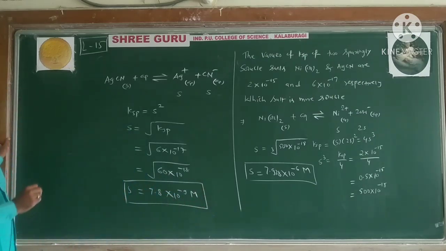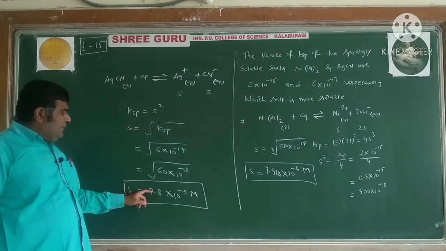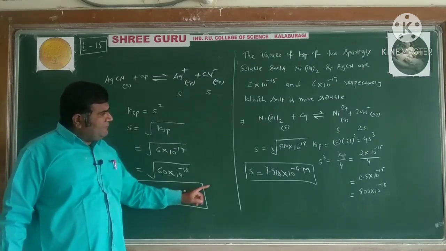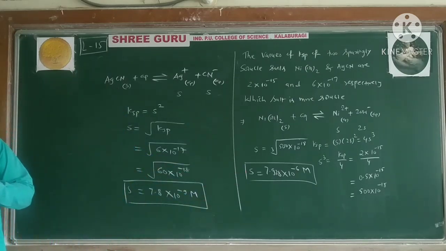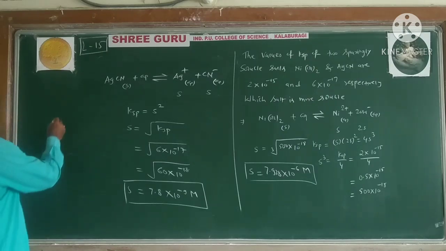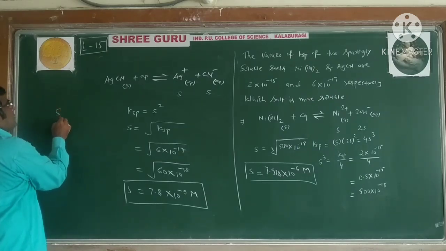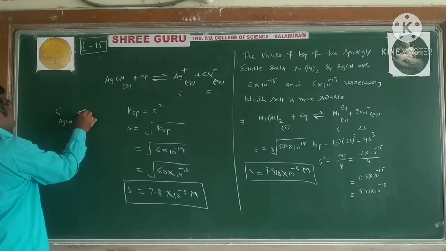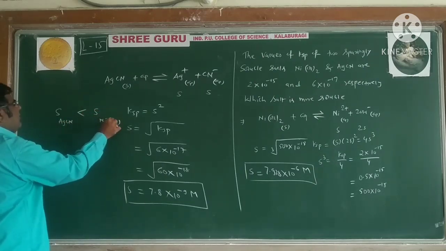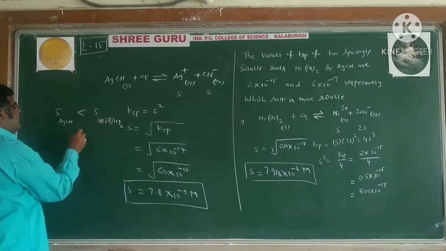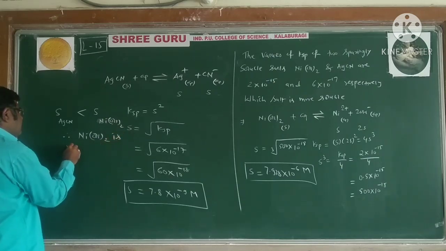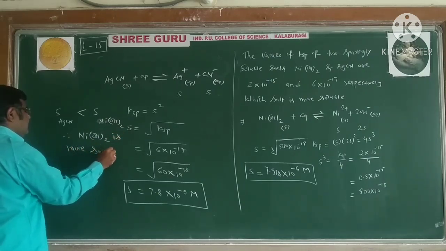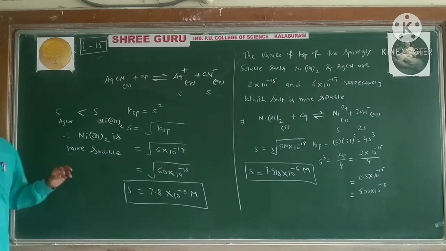Two solubilities are before us. 7.8 into 10 raised to minus 9 is the lower solubility, and this is the higher solubility. So we can say Ni(OH)2 is more soluble. We can write, solubility of AgCl is less than solubility of nickel hydroxide. Hence nickel hydroxide is more soluble. That should be our answer here.